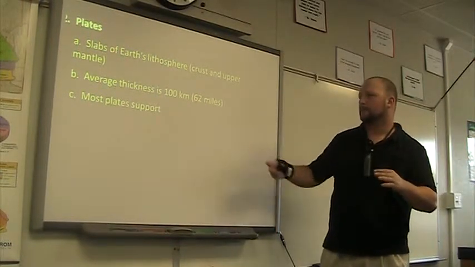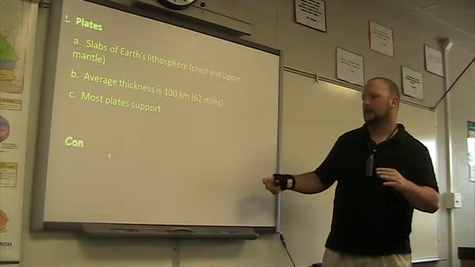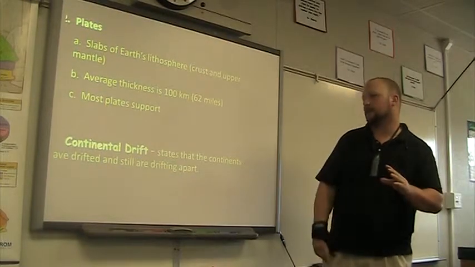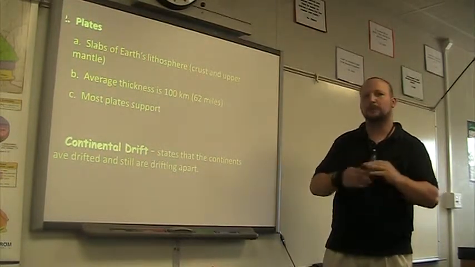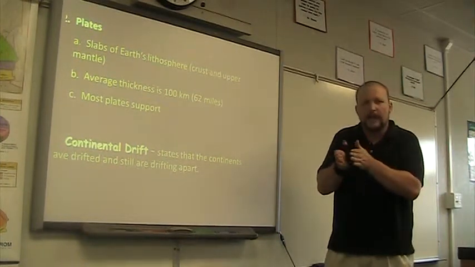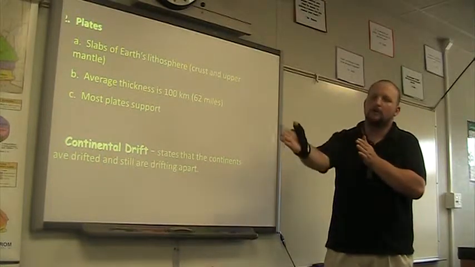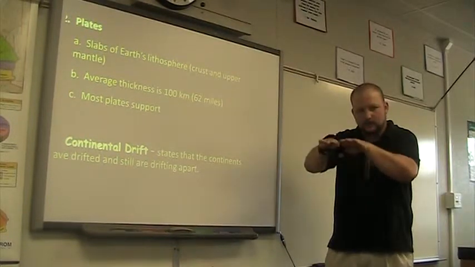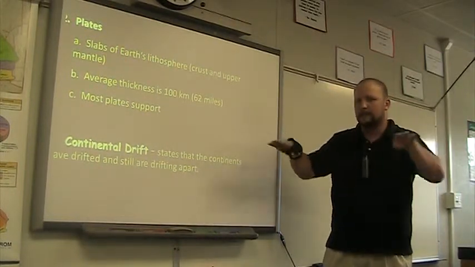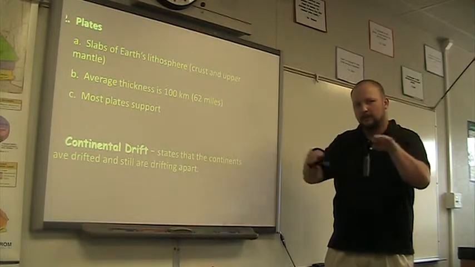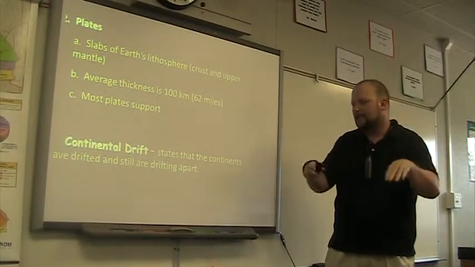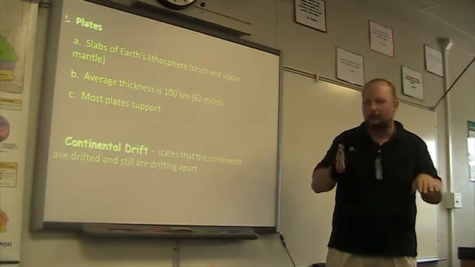Most of these plates support continental drift. Continental drift states that the continents drifted and still are drifting apart. These continue to move around, and you've got your mid-oceanic ridge that goes all the way along the middle of the Atlantic. Okay, this one moves and separates, and that's where the Earth moves around these two plates. I'm going to show you guys a little picture later. It separates along that mid-ocean ridge in the Atlantic. It's about a 2,000-mile mountain range. It goes right down the middle of the Atlantic.